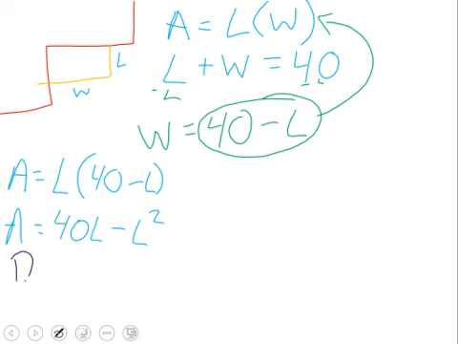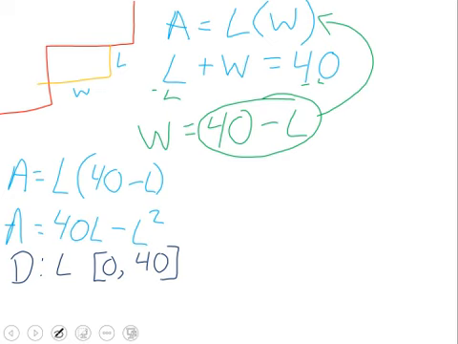So for our domain, our x's, or our L's in this case, what is the minimum you could have for your length? So what's the smallest length you could have? The smallest length you could have would be 0, because you could have no length. Okay. What's the largest? What's the longest you could have? The longest, you could use the entire fencing for it, which makes it 40. And so we would include both of those because we can actually get those numbers. We can have a length of 0, we can have a length of 40.